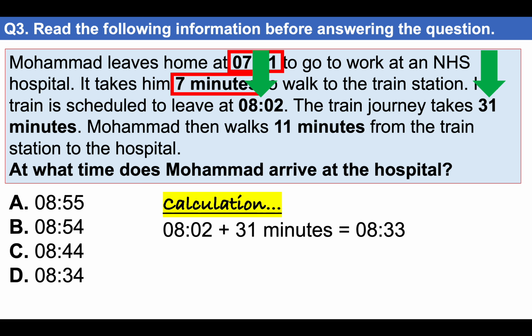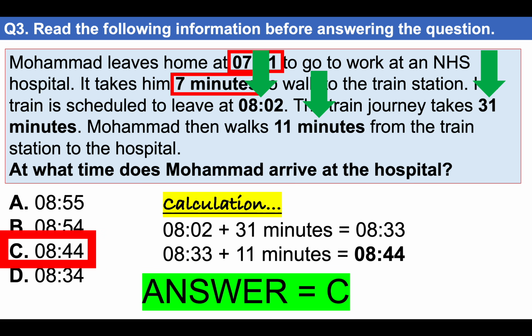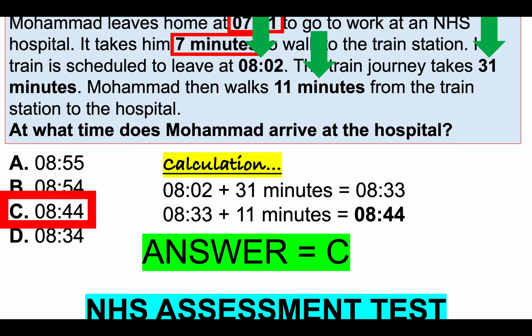08:02 plus 31 minutes gives us 08:33. What we then need to do is add the 11 minutes, which is the time it takes Mohammed to walk from the train station to the hospital. So 08:33 plus 11 minutes equals 08:44, which is our answer. And the answer is C. Mohammed arrives at the hospital at 08:44.